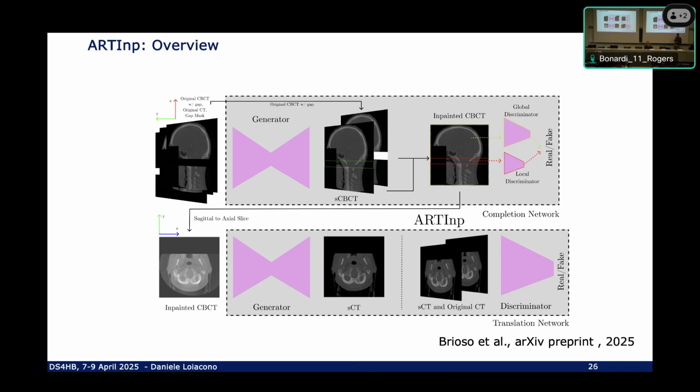At the same time, during training, we also train another network that is the translation network, a more classical image-to-image translation network, where we receive the completed cone-beam CT and transform it into a synthetic CT.